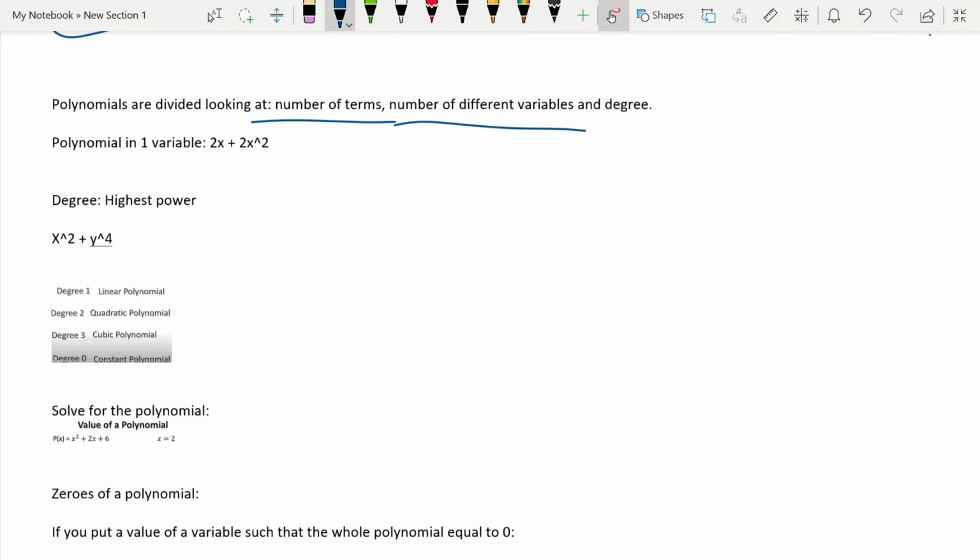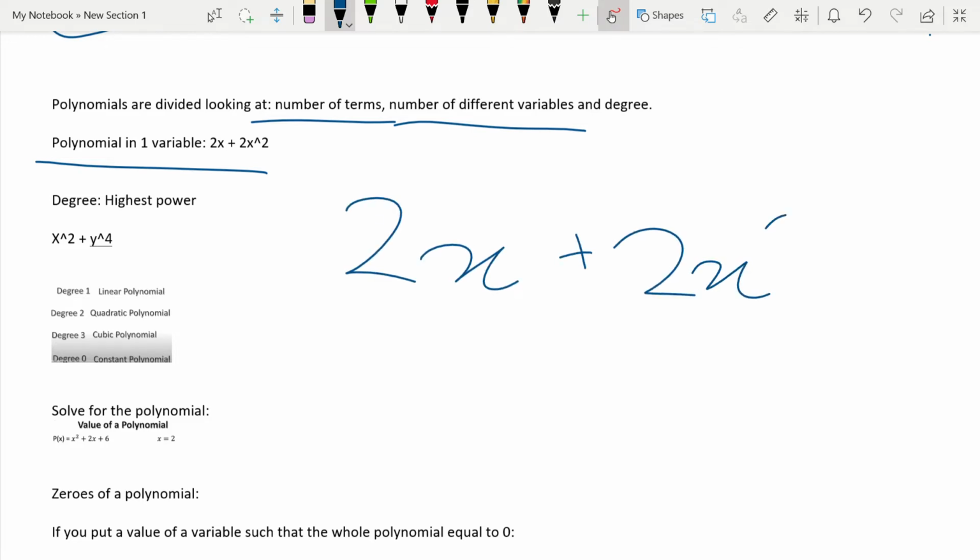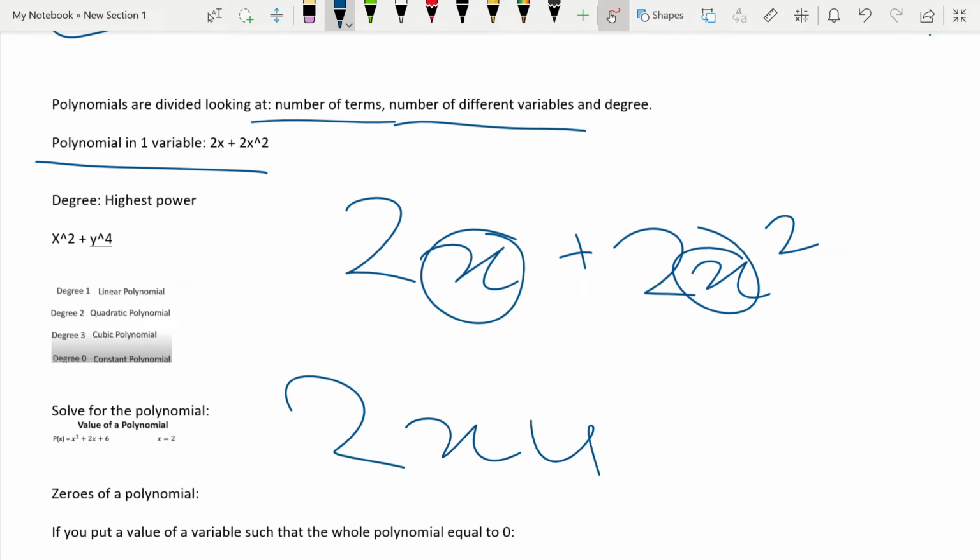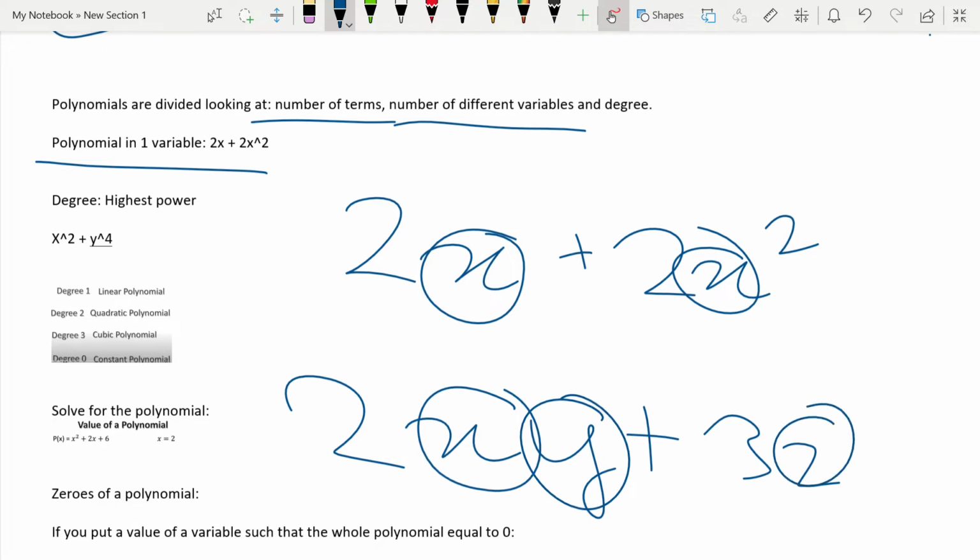Number of variables. You can say polynomial in one variable, meaning there is only one variable. If you have 2x plus 2x squared, how many variables do you have? Not 2, but 1, because x and x are the same thing. So this is a polynomial in one variable. If you have 2xy plus 3z, we've got 3 variables, haven't we? So we will call it a polynomial in 3 variables. Okay, let's move on.